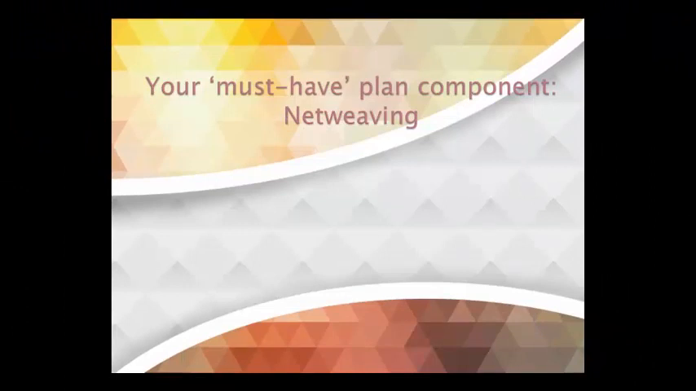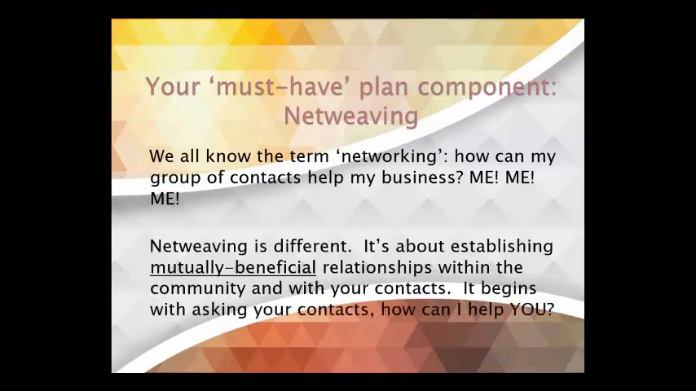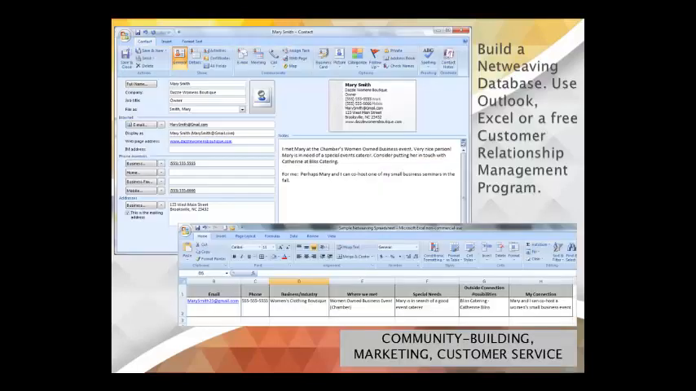Before we get into how to plan, I want to talk to you about a must-have plan component, and that's called net weaving. We all know the term networking, and that's how can my group of contacts help me in business. It's all about me, me, me. Net weaving is different. It's about establishing a mutually beneficial relationship with all of your contacts and those you meet. It begins with you asking your contacts, how can I help you?